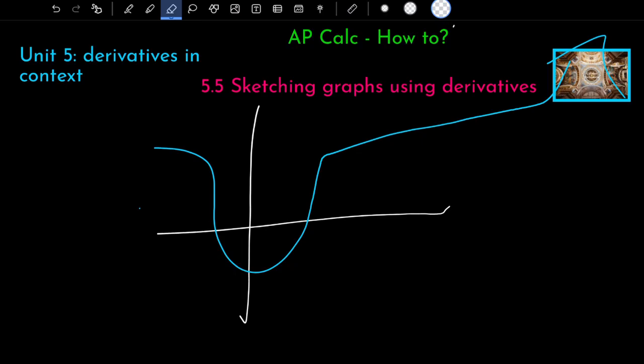Anyways, here's the game plan for sketching graphs using derivatives. We're going to use f prime of x to find where f is increasing or decreasing and where extrema occur. Use f double prime of x to find concavity and points of inflection, and sketch based on shape, not just points. Your challenges are to sketch graphs, analyze functions, and determine extrema.